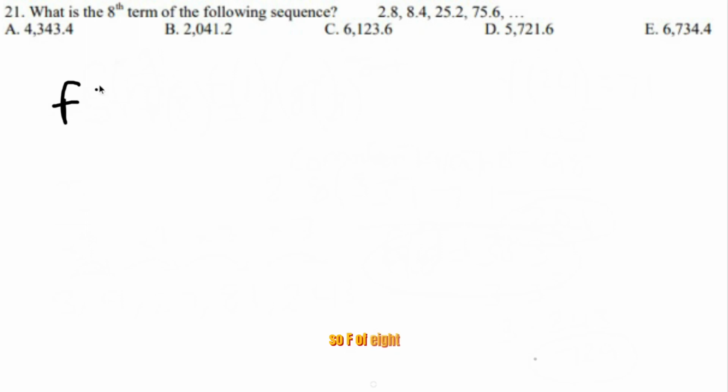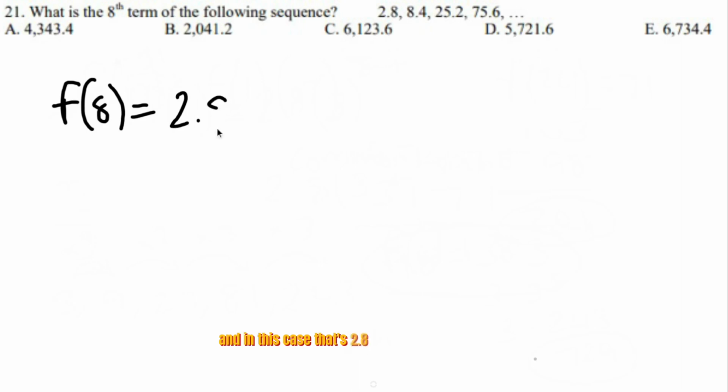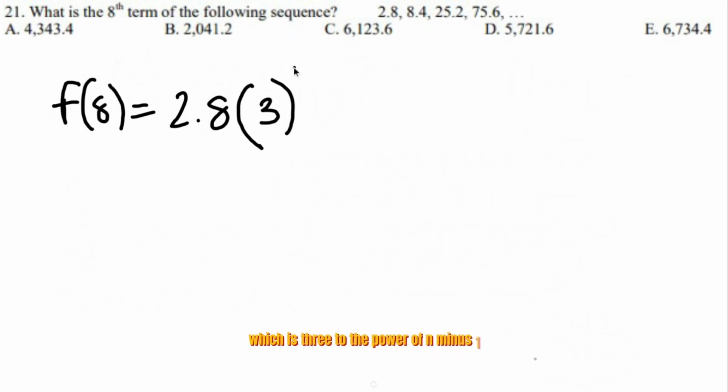So f of 8 is equal to f of 1, or the first term, and in this case that's 2.8, times the common ratio, which is 3, to the power of n minus 1. So n in this case is 8 minus 1.